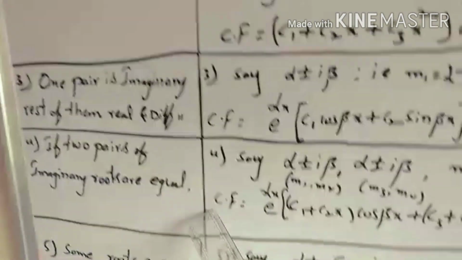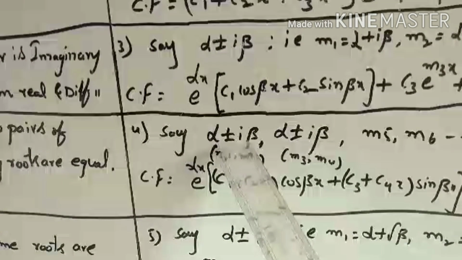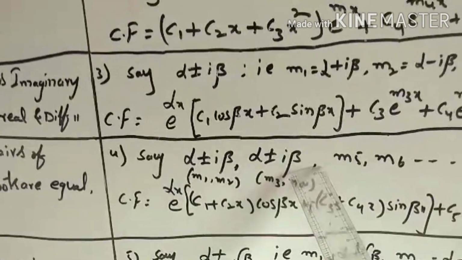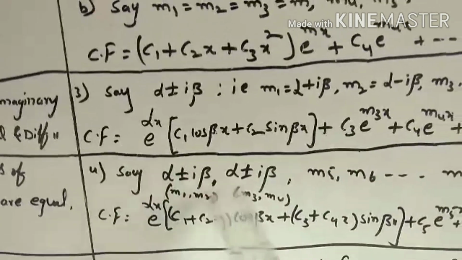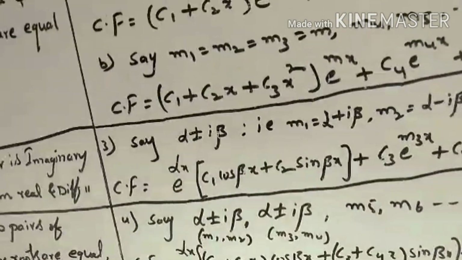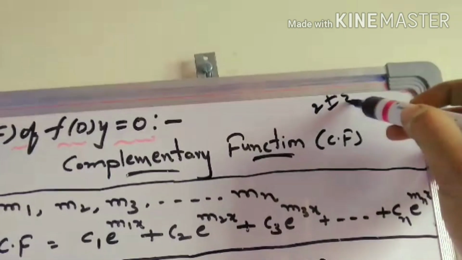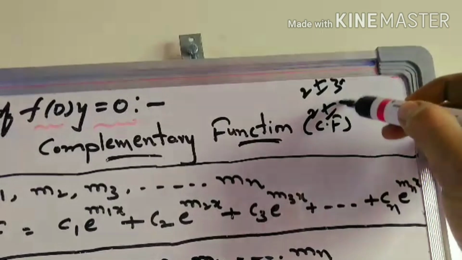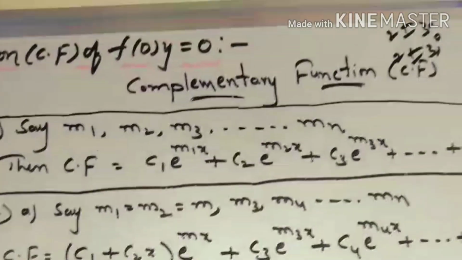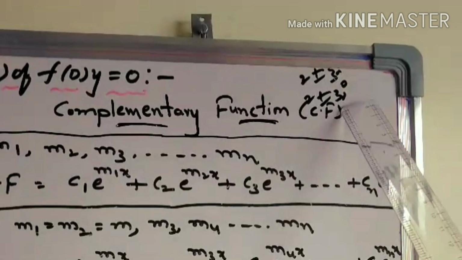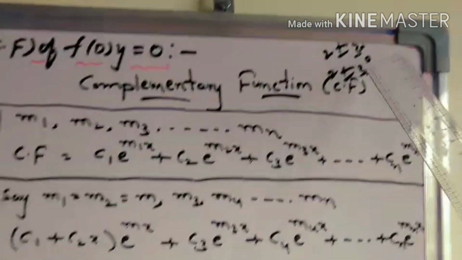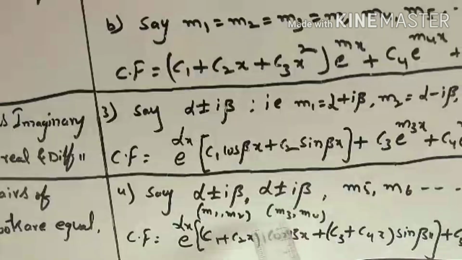Here what is the condition? If two pairs of imaginary roots are equal. So say alpha plus or minus I beta, alpha plus or minus I beta. Imaginary roots are repeated, same numbers. Okay. Suppose for example, roots like this, 2 plus or minus 3i, 2 plus or minus 3i. This is what? 2 plus or minus 3i imaginary roots. This is a repeated term. So imaginary roots are repeated.